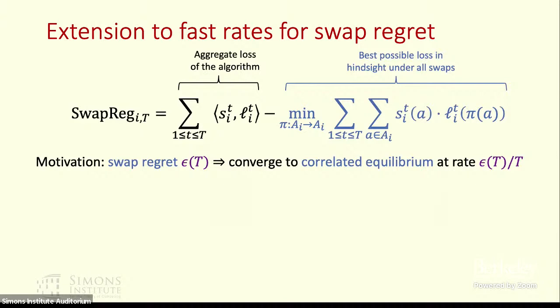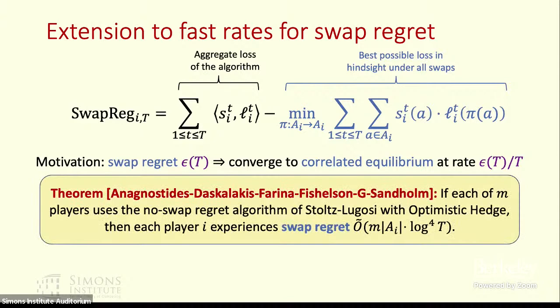The swap regret is enough to get convergence to correlated equilibrium, and we can show an extension of our main theorem that holds for swap regret. So in joint work with several co-authors, we've shown that if each of many players uses a no swap regret algorithm, in particular, a particular algorithm by Stoltz and Lugosi combined with optimistic hedge in a certain way, then each player i gets swap regret that scales as the number of players times the number of actions times log of T to the fourth.